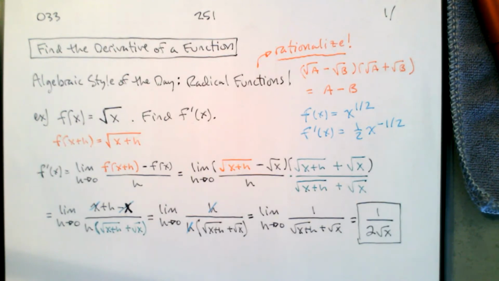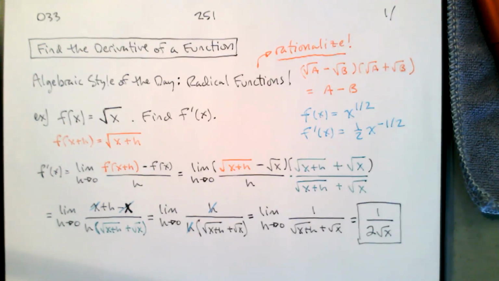So when we're dealing with radical functions and we want to find the derivative of a function, we just rationalize. It gets rid of our radicals and allows us to cancel out the h. Any questions?